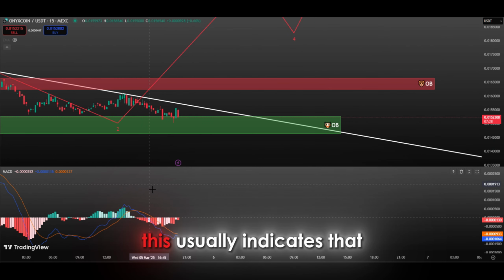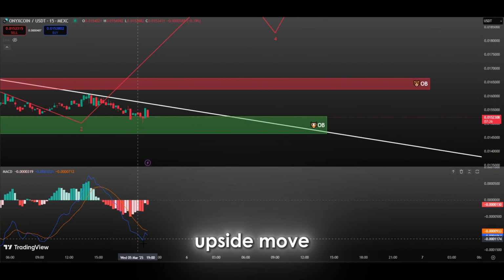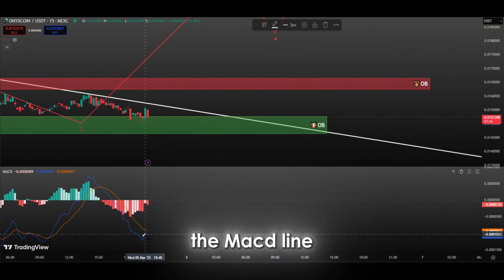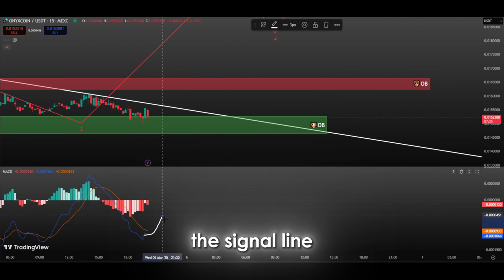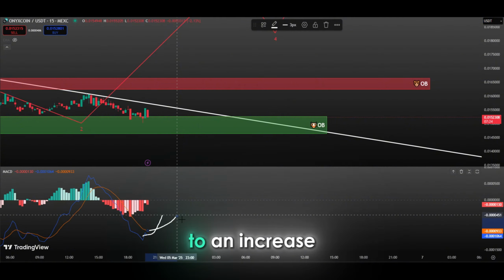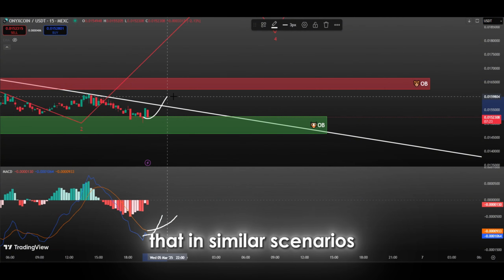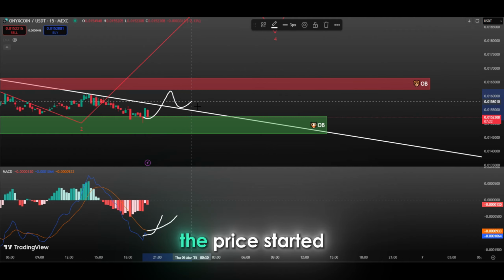This usually indicates that momentum is starting to shift and the price is setting the stage for an upside move. The MACD line in particular is getting closer to the signal line, and an upside crossover of these two lines could lead to an increase in positive momentum. Looking at previous crossovers, we can see that in similar scenarios, the price started a bullish move.